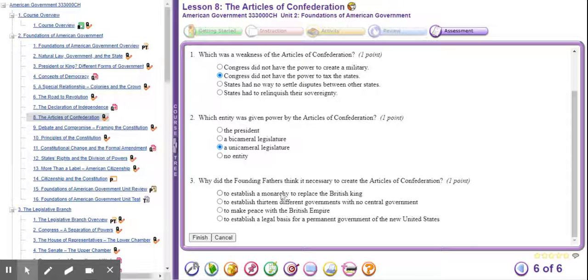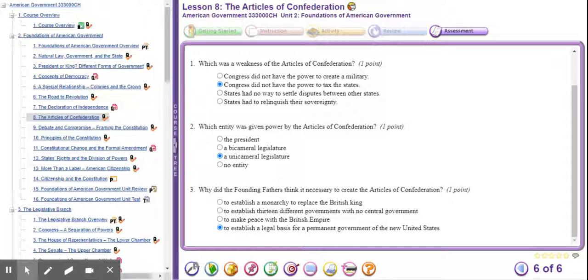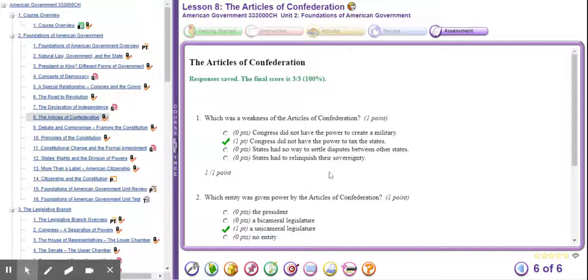All right. Why did the founding fathers think it necessary to create the Articles of Confederation? Okay. Were they trying to establish a monarchy to replace the British king? No, they weren't. Did they want to establish 13 different governments with no central government? You might look at that and say, yeah, that's it. But remember, it says no central government. They just wanted a weaker central government. Okay. To make peace with the British Empire, or to establish a legal basis for the permanent government of the United States. And there's your answer. All right, and there we go.